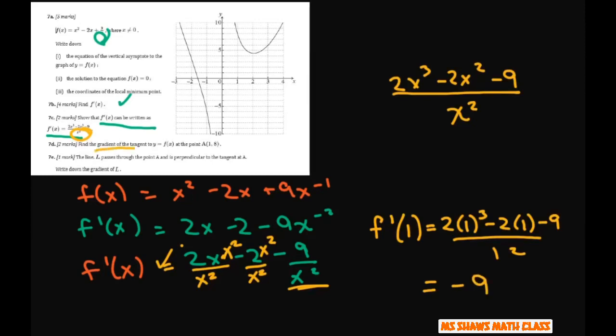And that's the gradient. And it says next, the line L passes through the point A, 1.8567898, right about there. And it's perpendicular to this line. So some line is tangent to A here. All right, write down the gradient of L.